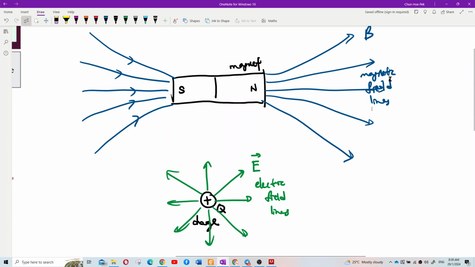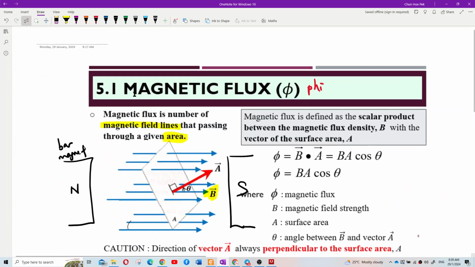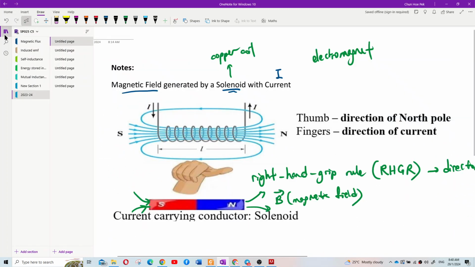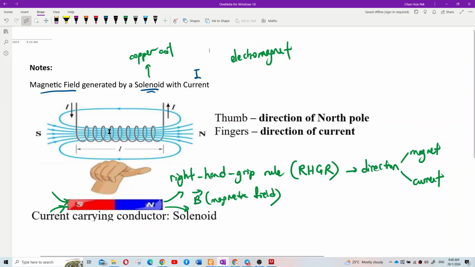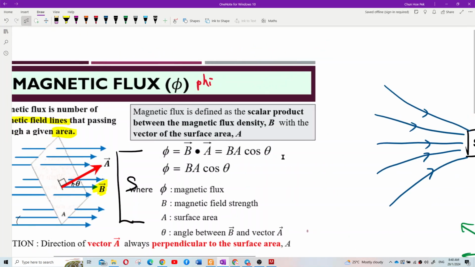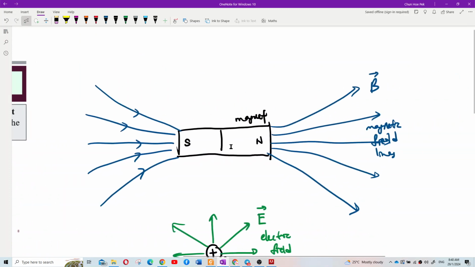A magnet gives a magnetic field. Just now you learned about the solenoid also. A solenoid can become like a bar magnet and can also produce this magnetic field. You have north and south. So this one does not necessarily have to be a magnet; it can be a solenoid also, which produces a magnetic field.